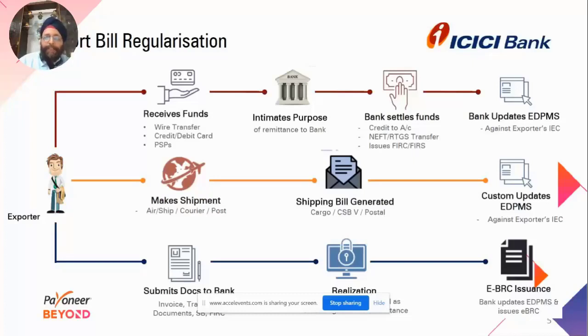So in a nutshell, AD banks will be reporting remittances. Customs authorities will be reporting the shipments done by your side. You need to approach your bank and submit a couple of documents, that is transport documents, airway bill, bill of lading, and a copy of the shipping bill along with the remittance details. Once these things are provided, the bills get regularized, and generally within 2 to 3 working days from the date of submission, the EBRC is available at the DGFT site.